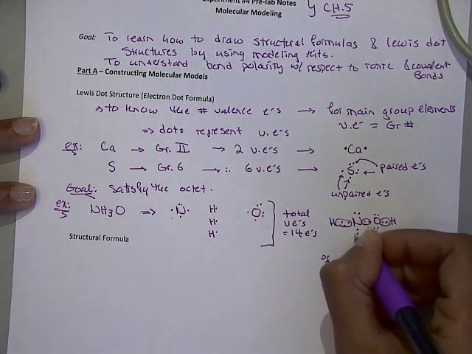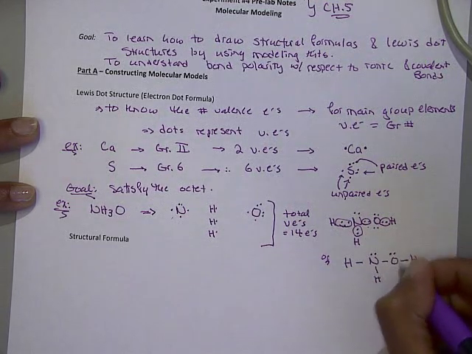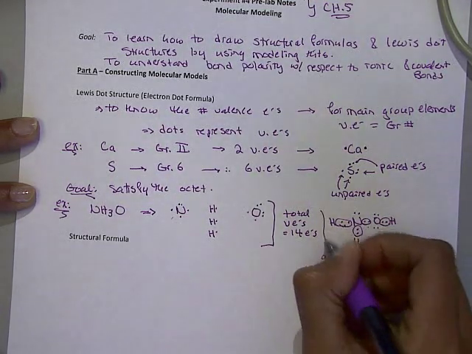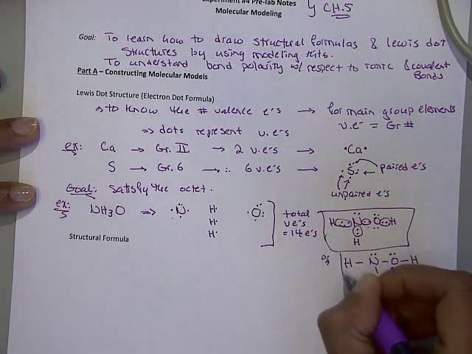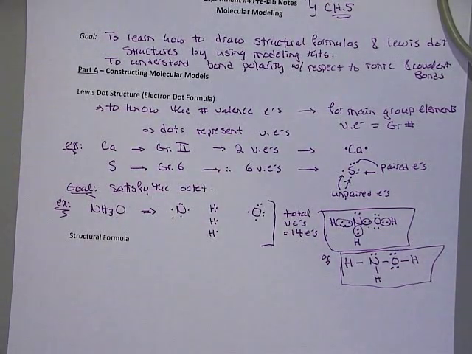Everything else, and excuse me, I forgot one more. Everything else you leave as dot notation. Okay? So these are two possible ways of drawing Lewis dot structures for this compound here. So that's one goal of part A.